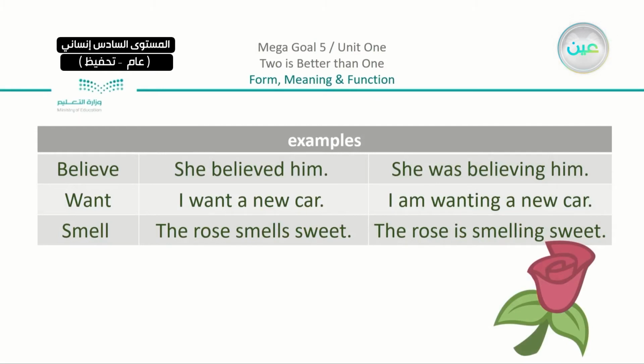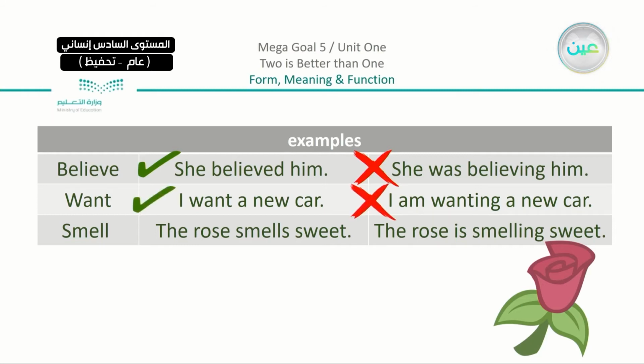Try to read with me. We have here the verb believe. We have here she believed him, or she was believing him. Can you use the continuous part here? And we have here want. I want a new car, or can you say I am wanting a new car? What do you think? And we have the third part here with smell. The rose smells sweet, or the rose is smelling sweet. And I'm sure that you chose, we have here, this is going to be the first. This one is wrong. We have the second also. The first one is correct.